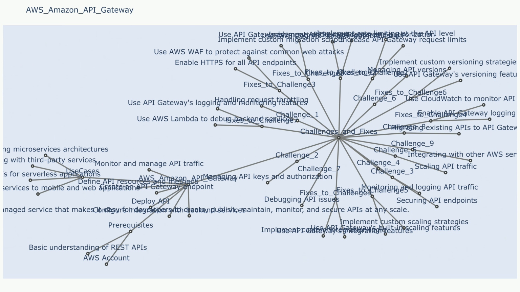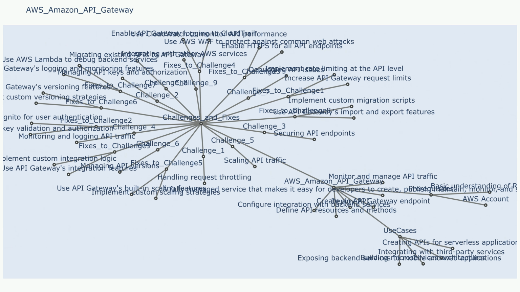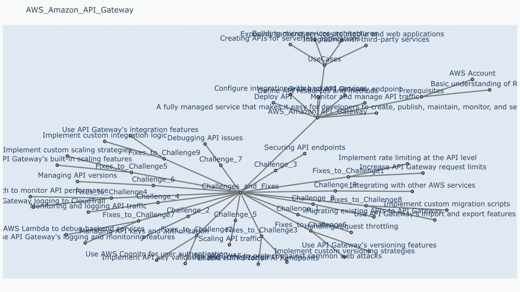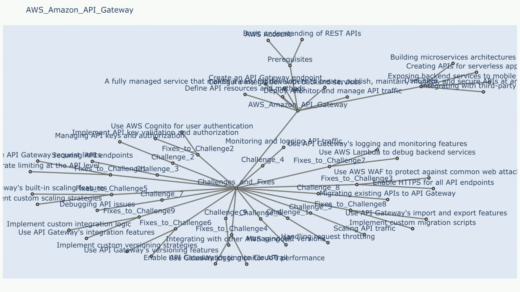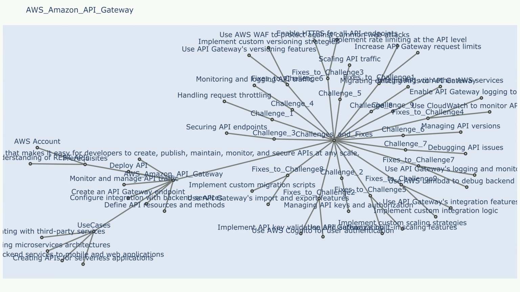Challenges and fixes. Challenge 1. Handling request throttling. Fixes to challenge 1. Increase API gateway request limits. Implement rate limiting at the API level. Use API gateway's throttling settings to configure limits on the number of requests per second per minute. Use AWS Lambda to implement custom throttling logic.